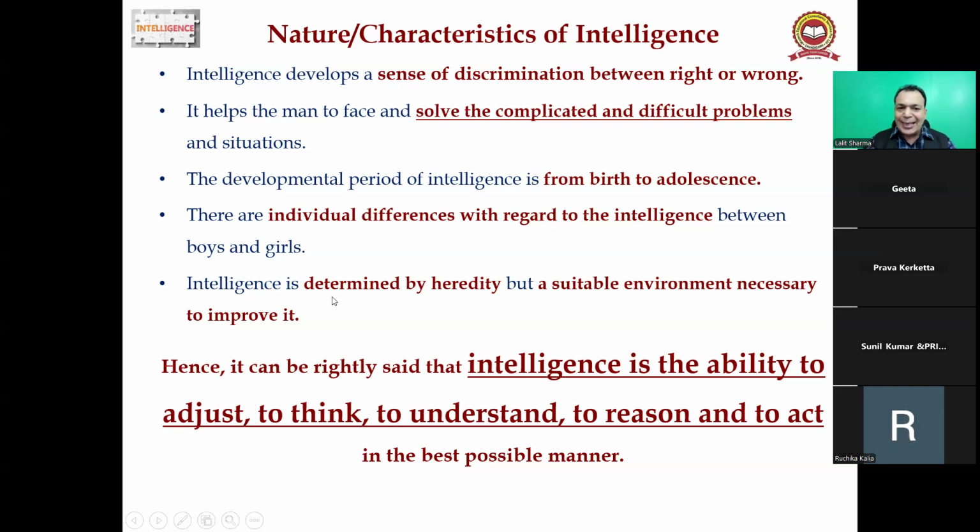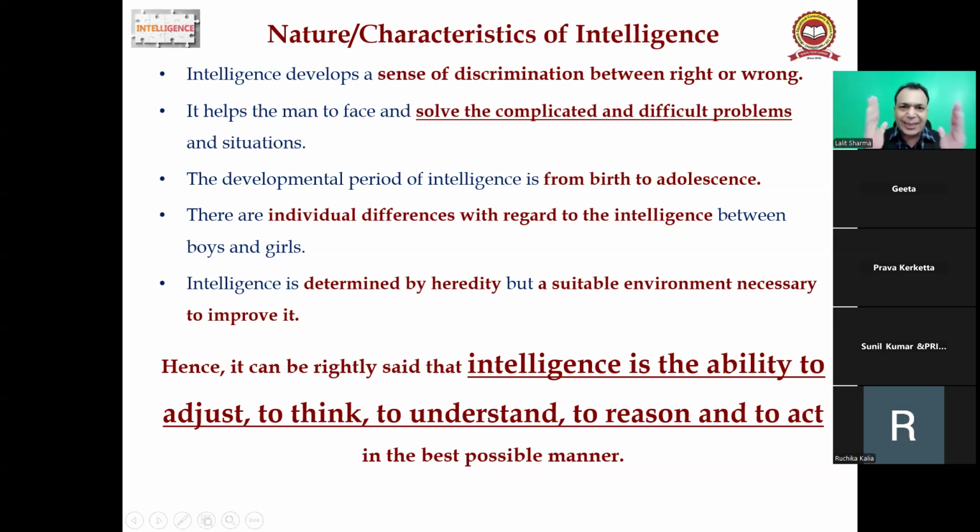Okay, intelligence is determined by heredity. Look, this is very important. Okay, the point where I'm stopping now for a moment, it means that is the important point. Intelligence is determined by heredity, but a suitable environment is necessary to improve it. Underline this. Yes, the most important thing. It is determined by heredity.